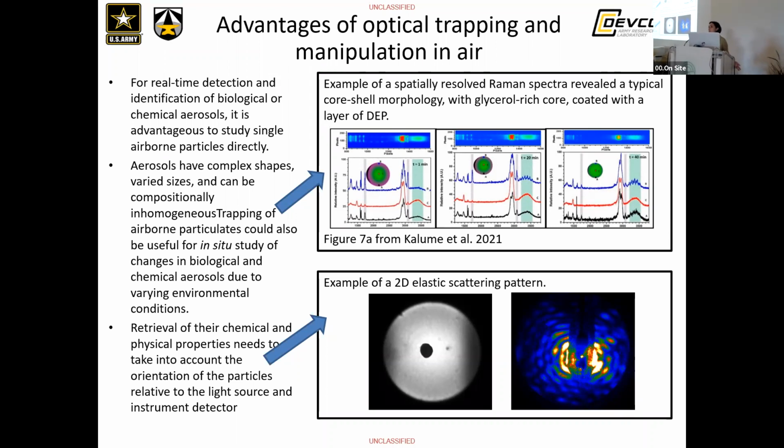But as was nicely shown in the previous talk, when you have a particle that has a more complex morphology, then this light scattering pattern won't be so simple, and it will change as a function of the angle between the incident light, the particle, and your detector. So we would like to be able to isolate our particle, change the orientation, and study how the light scattering signal changes.